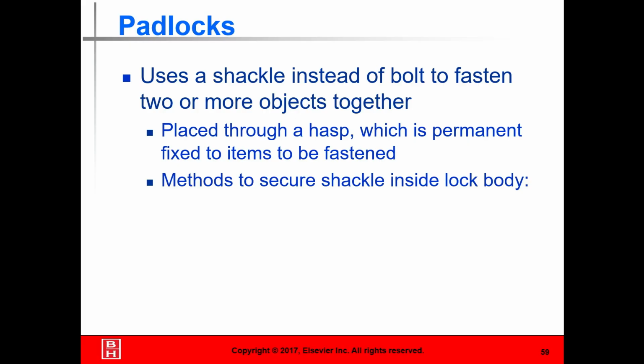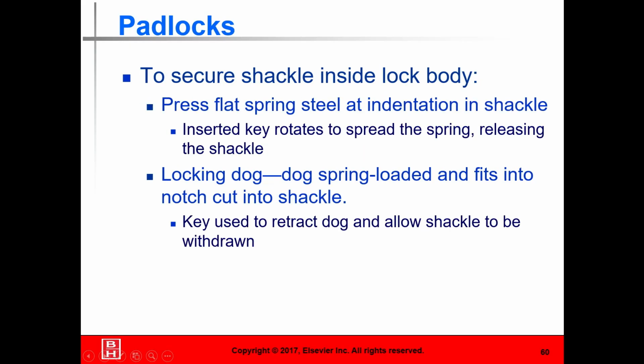They are used to shackle rather than bolt as the device samples. A shackle is placed through a hasp, which is permanently affixed to the item to be fastened. Three methods are commonly used to secure a shackle inside a lock body. The simplest and least secure is the pressure of a flat spring steel against the shackle. Another is a spring-loaded locking dog that fits the notch of the shackle.